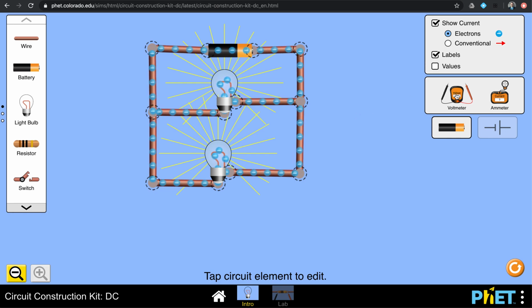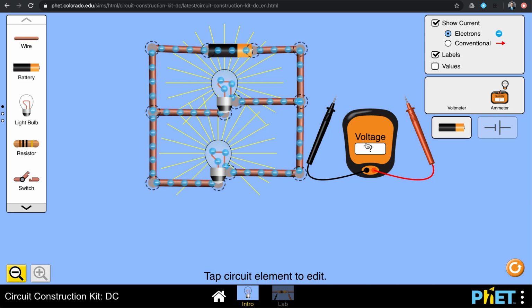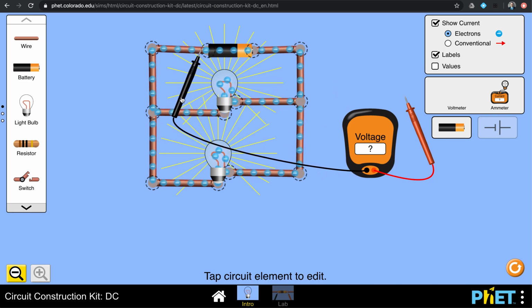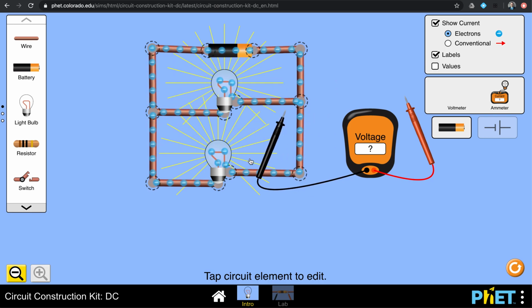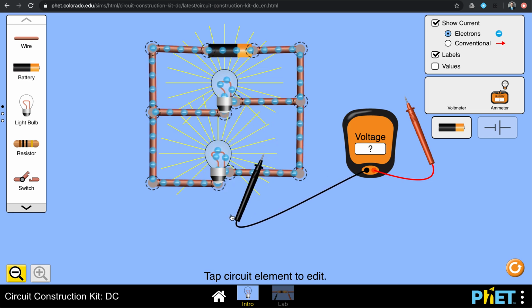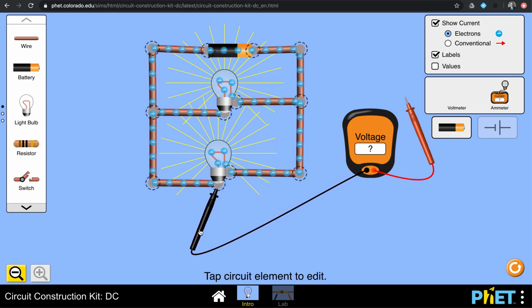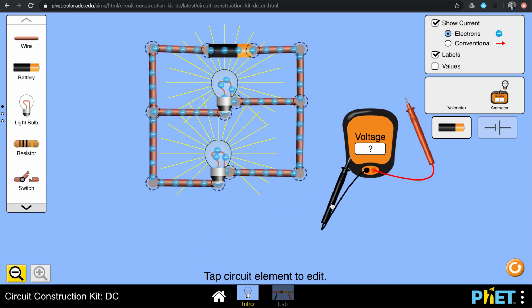And if I take my voltmeter and bring it over, I can do the total voltage. I could put it around the battery. I could do voltage 1, or I could do, well, what would we call it? It'd be voltage 2. And I'm not going to show you the value because that's part of what you're going to do. We call this a parallel circuit because there are two different paths for an electron to go through.